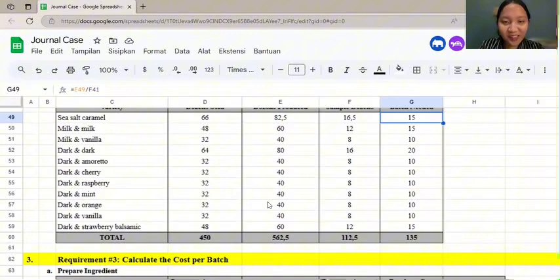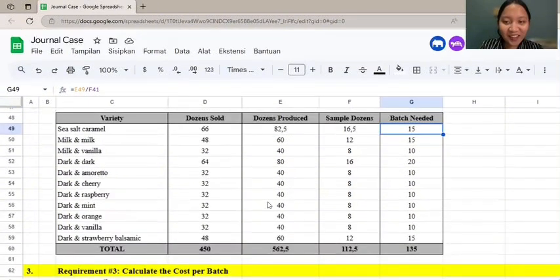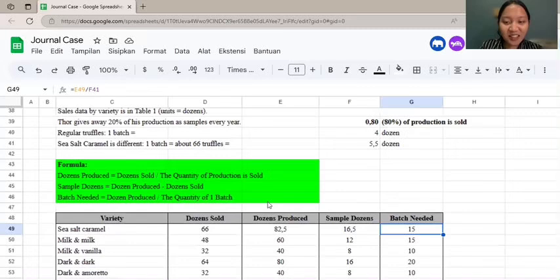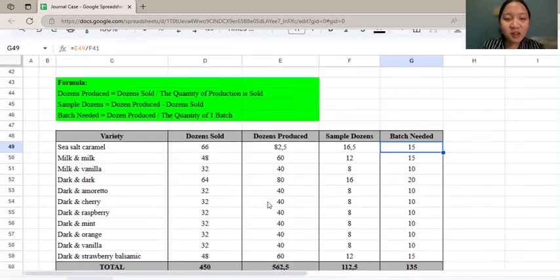Please scroll up again. Dozen sold, dozen produced, sample dozen, and batch needed are like in the Excel. So that is for requirement 2. That's all, and thank you.